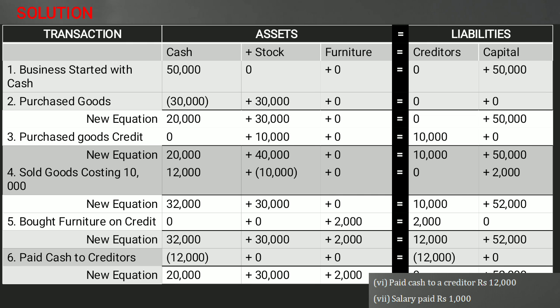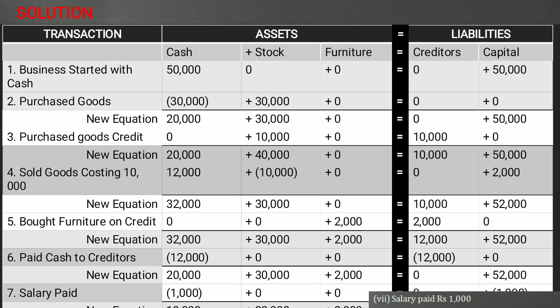Now on the liability side, sir, creditors were 12,000 and we have paid them off fully, so revised creditors will be 0, and there is no change in capital, that is 52,000. So here we can easily verify asset is equal to liability. So let's check our next transaction, that is transaction number 7.